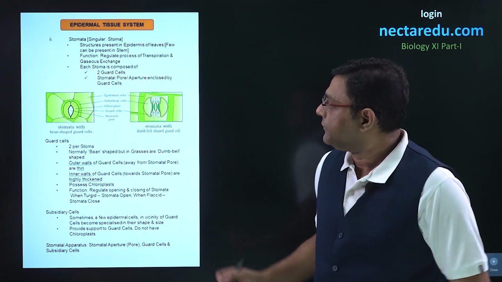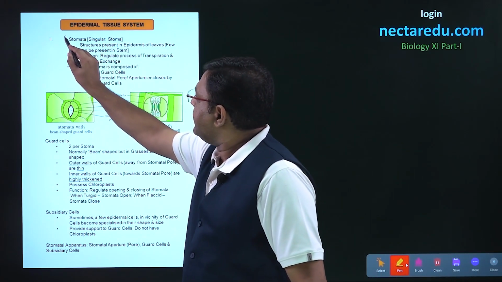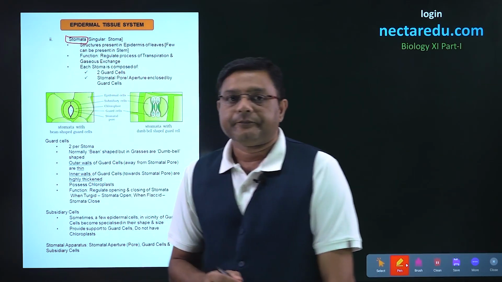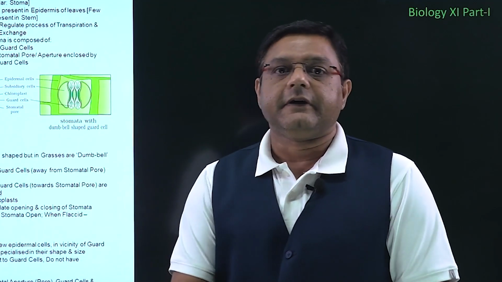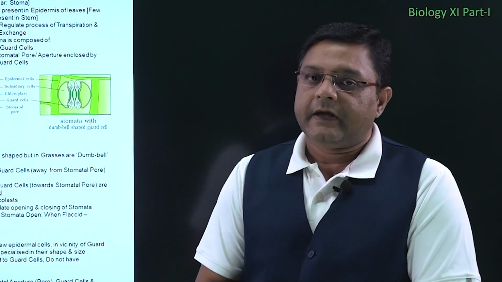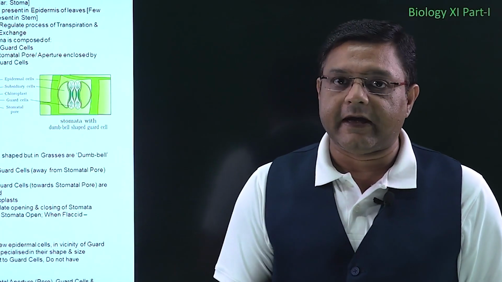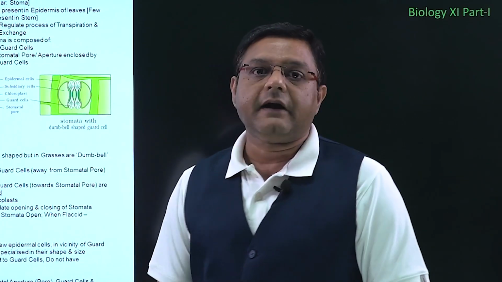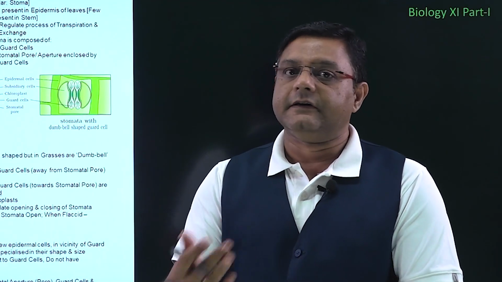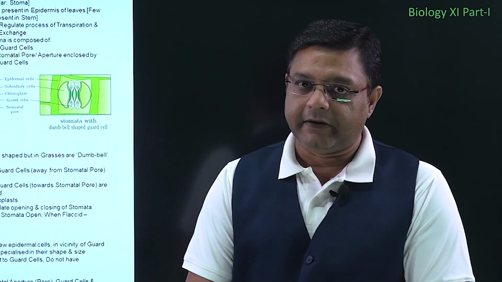In this particular video, we are looking into the details of stomata. Now, stomata comes under epidermal tissue system. Epidermal tissue system has three parts. The first part is the epidermis, the second part is the stomata, and the third part is the epidermal appendages.